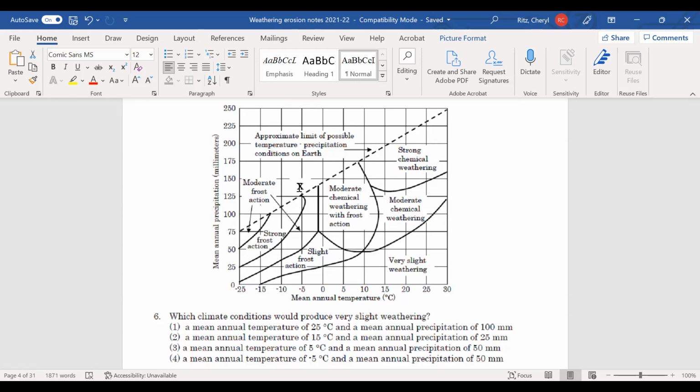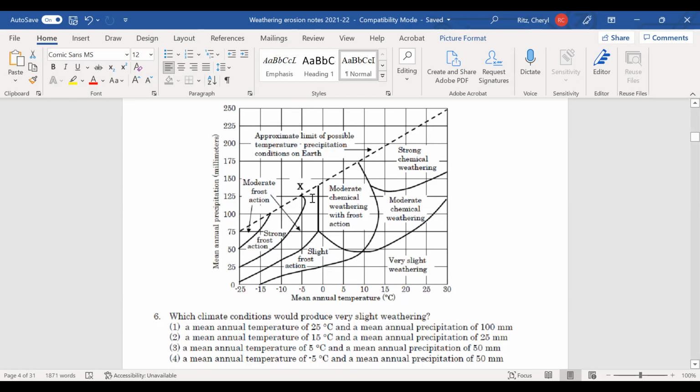And question 9, what type of weathering dominates when there is a mean annual temperature of negative 5, so that's here, and a mean annual precipitation of 60. Now 60 is not on here, but I know that here's 50, here's 75, so 60 is somewhere in here. So here's negative 5 and about 60. Now what the heck? I know they picked this one on purpose because there's no label, but hopefully you noticed this arrow, and that arrow is moderate frost action. And that's answer number one. So when you have negative 5 and 60, that'll give you moderate frost action.